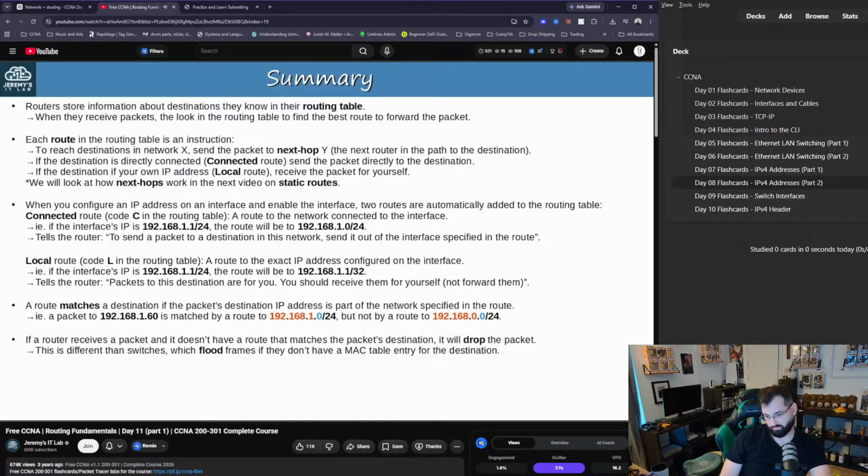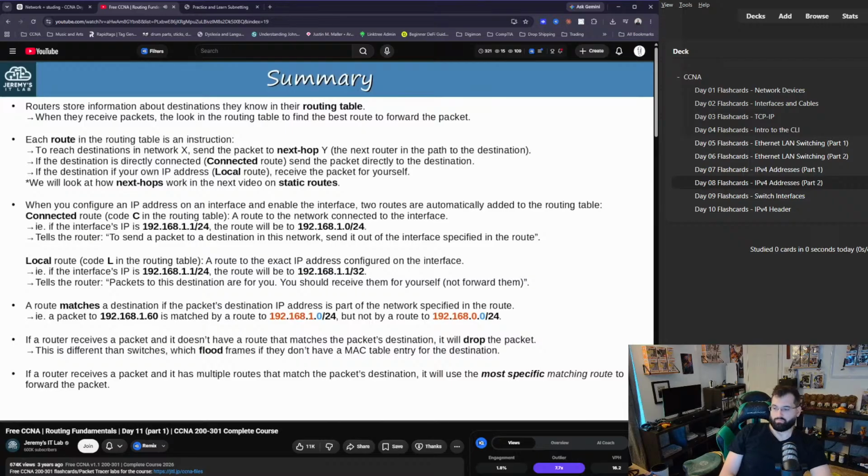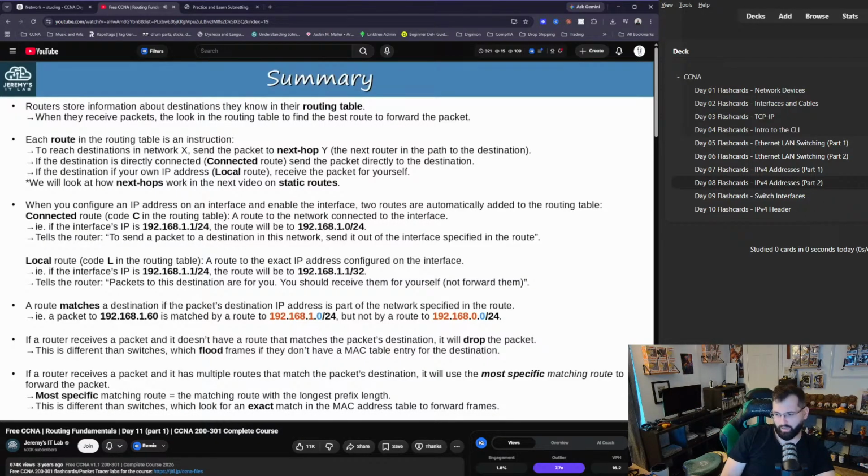Final point. If a router receives a packet and it has multiple routes that match the packet's destination, it will use the most specific matching route to forward the packet. And the most specific matching route means the matching route with the longest prefix length. This is different than switches, which look for an exact match in the MAC address table to forward frames. The frame's destination MAC address must be the exact same as the entry in the MAC address table. There's no concept of most specific match in switches.